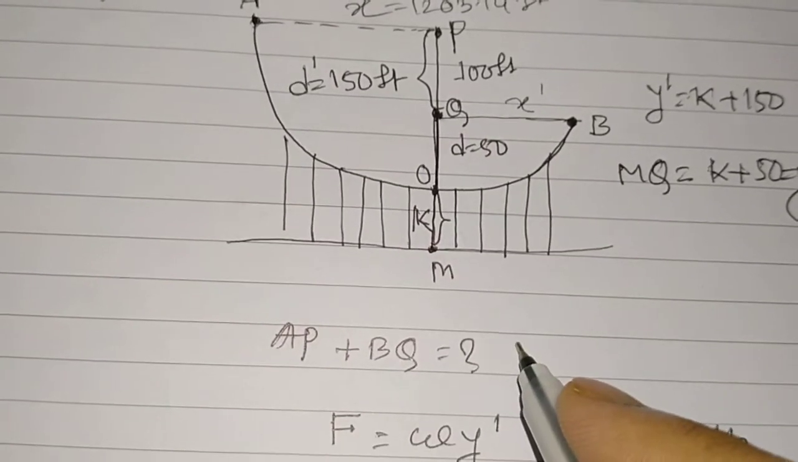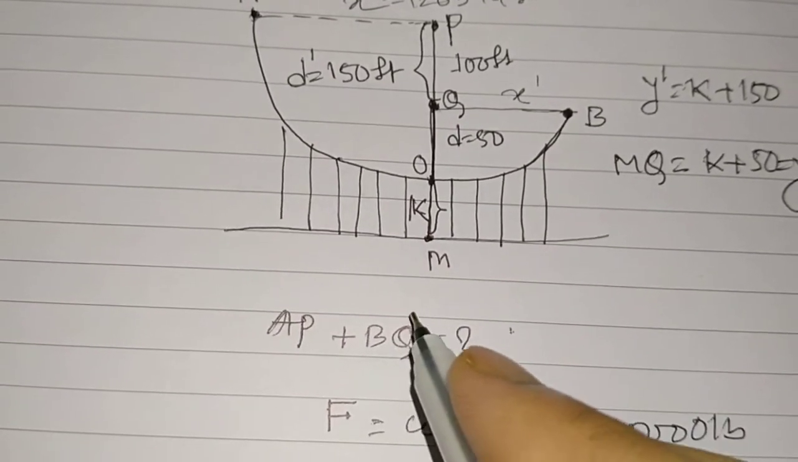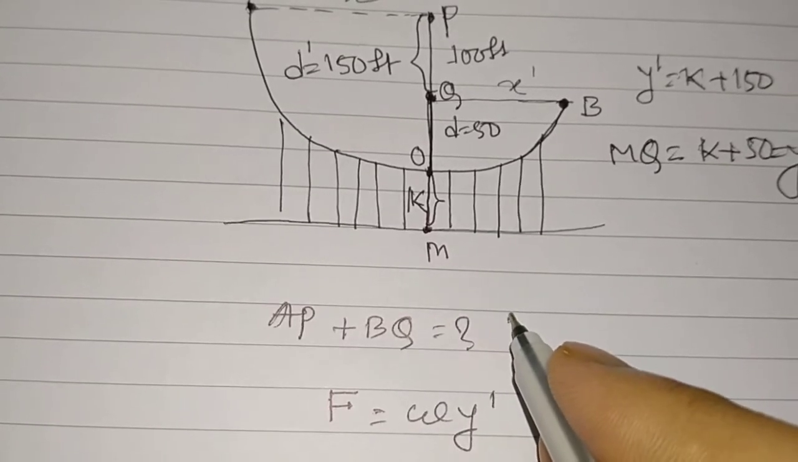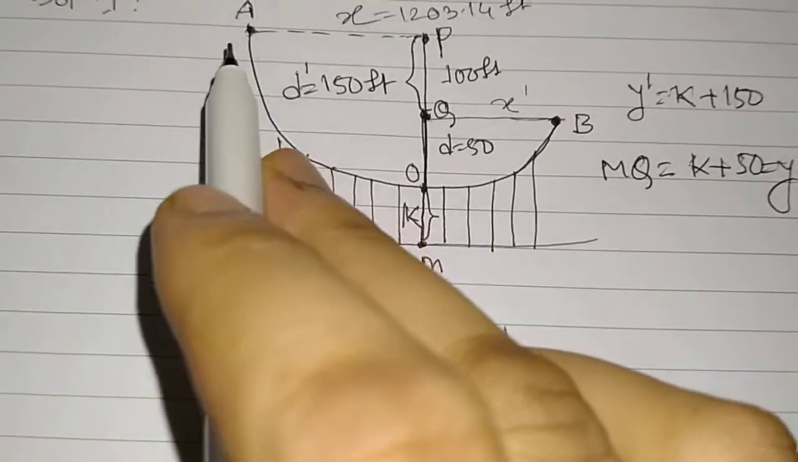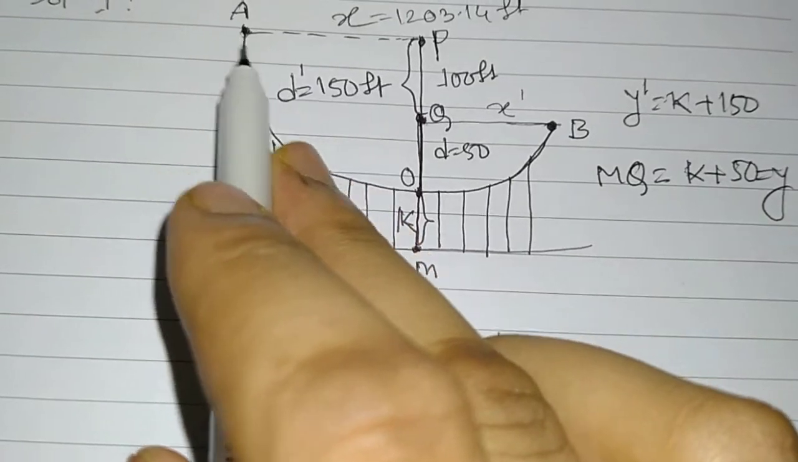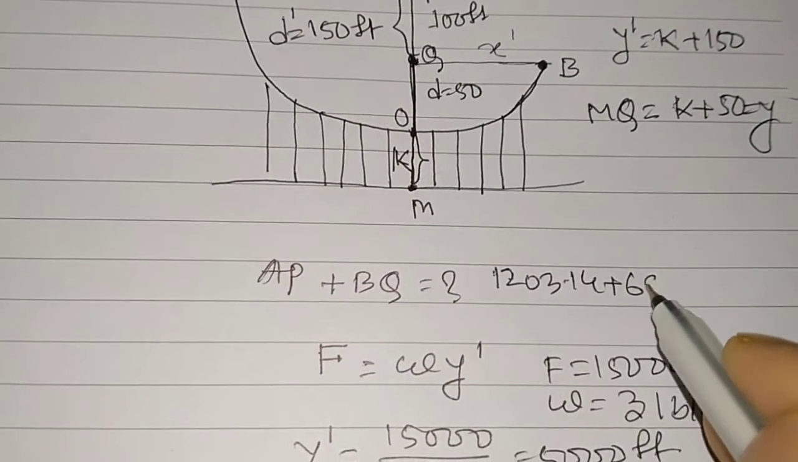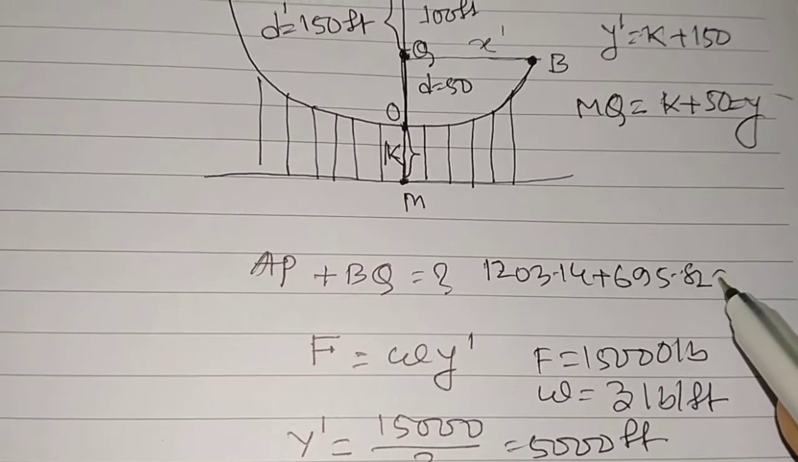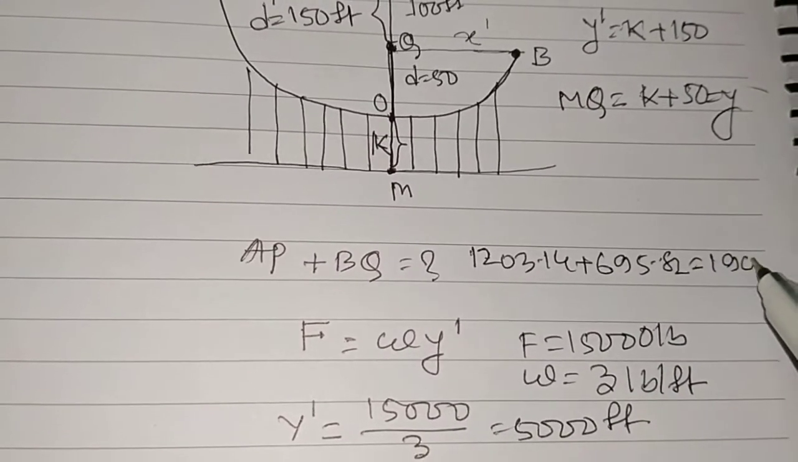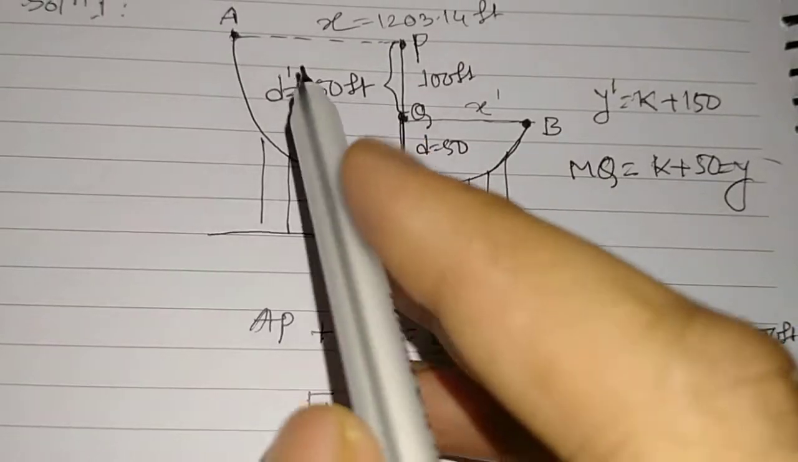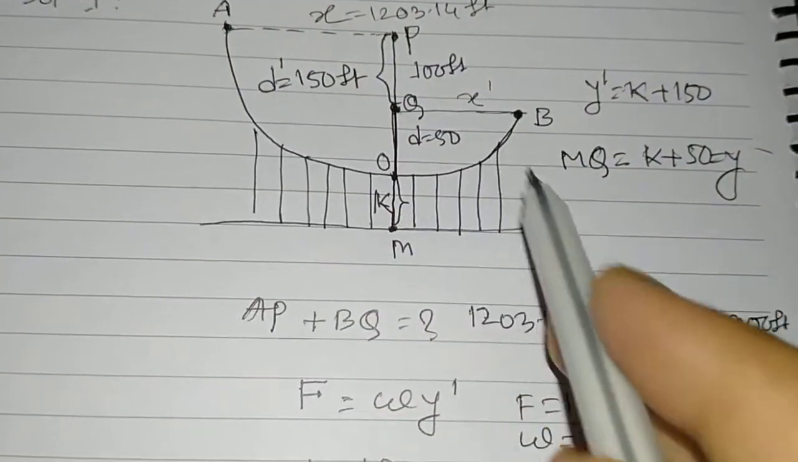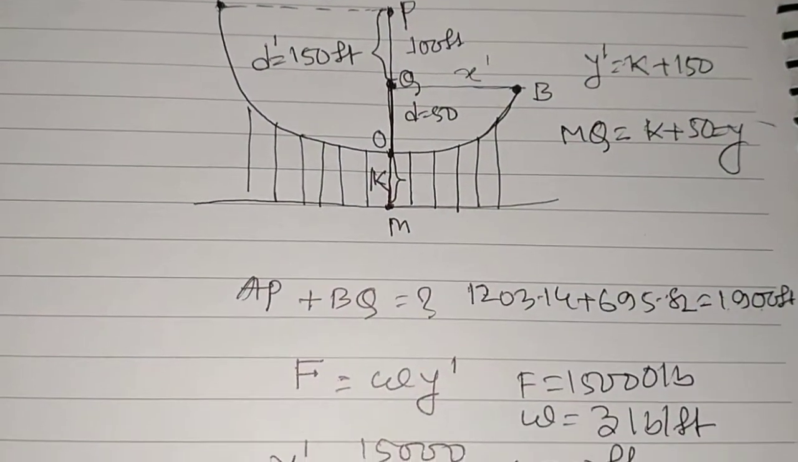Here we get the value of AP and the value of PQ, so we can add these values to get the distance between A and B. 1203.14 plus 695.82, which is approximately, guys, 1900 feet. So the distance between A and B is 1900 feet.